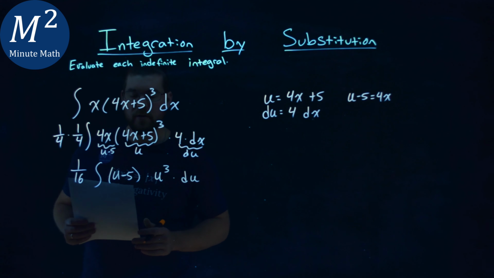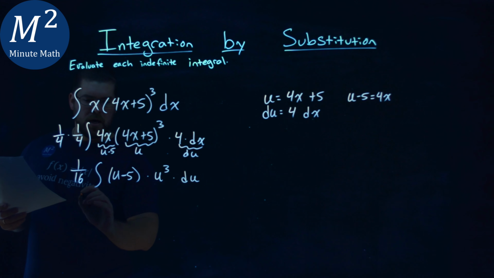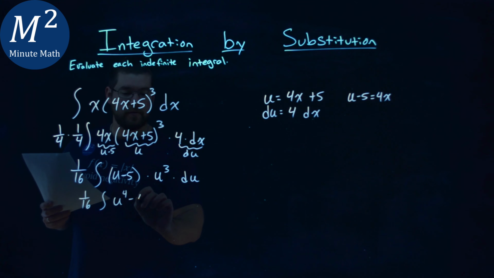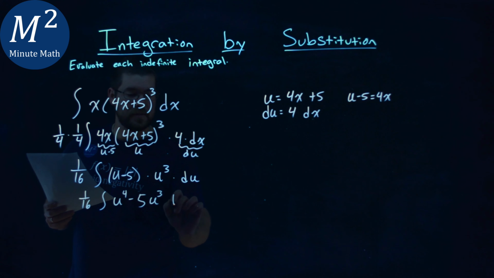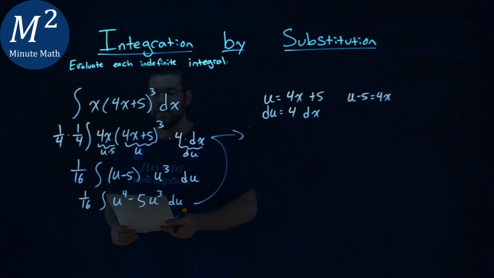Now before we dive in here, let's simplify this a little bit. It makes it a lot easier, okay? Make sure I have it right, yeah. So we have 1/16 here, integral, multiply this u to the third out. u times u to the third is u to the fourth, minus 5 times u to the third, du. Now this integral is a lot easier to take, okay? I'll put some equal signs here.